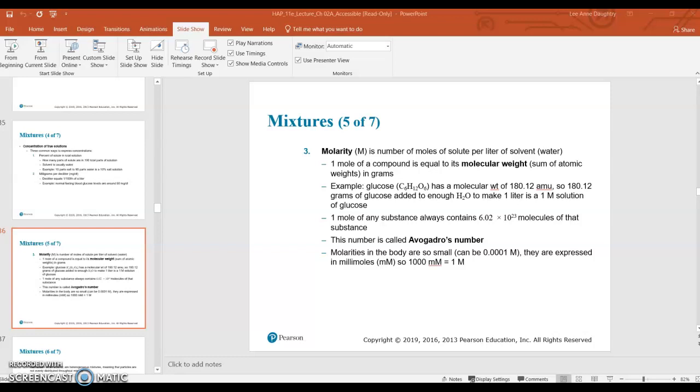This is part 3 of the Chapter 2 lecture notes. We are on slide number 36.